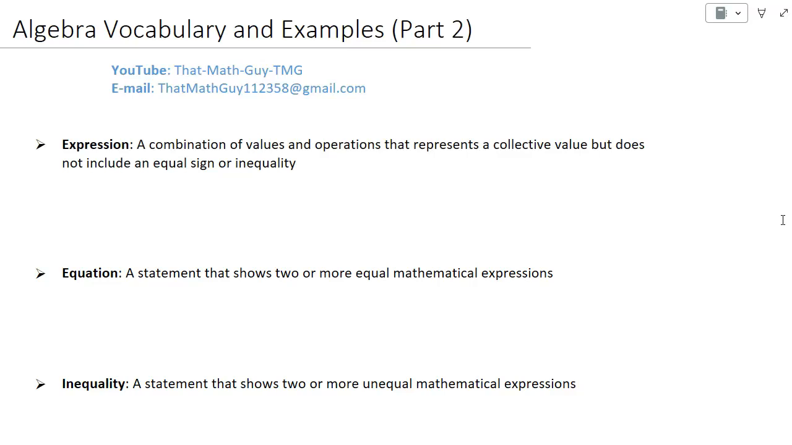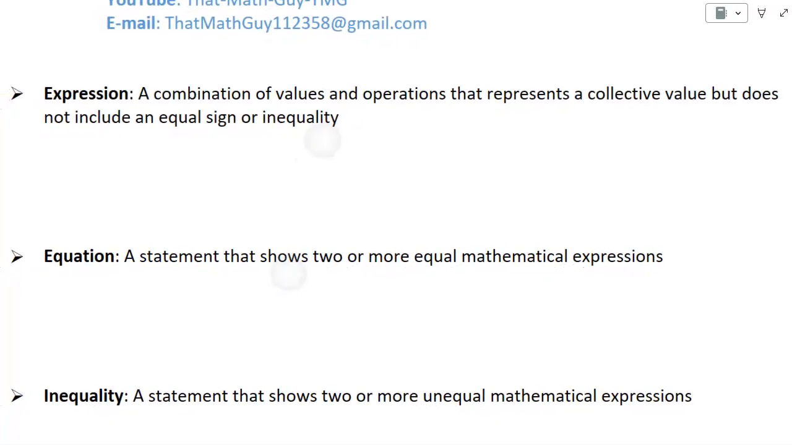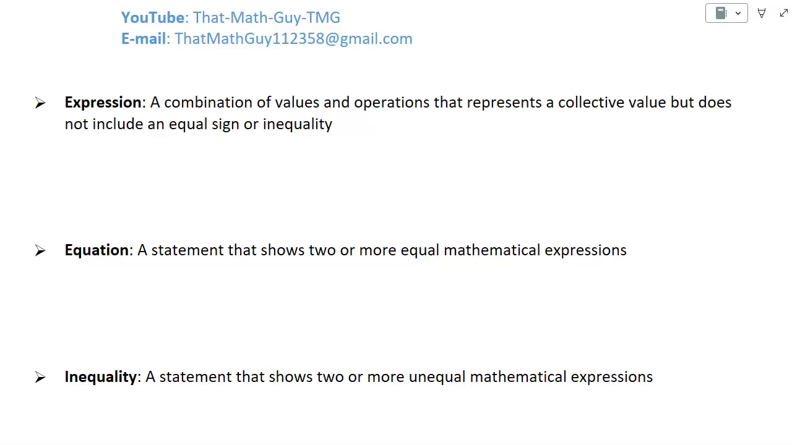I'm just going to dive right into part two of our vocabulary and examples. So we left off with an expression. Let me zoom in a little bit here. An expression is just a combination of values and operations that represent a collective value, but it does not include an equal sign or an inequality, and that's really the key point there. So there's nothing really to solve in that case. My example is 5x plus 7, that's an expression. You can evaluate expressions, but you can't do anything in terms of solving for x, because again, there's no equal sign or inequality. Expressions can be multiple terms. They just can't have an equal sign or an inequality sign.